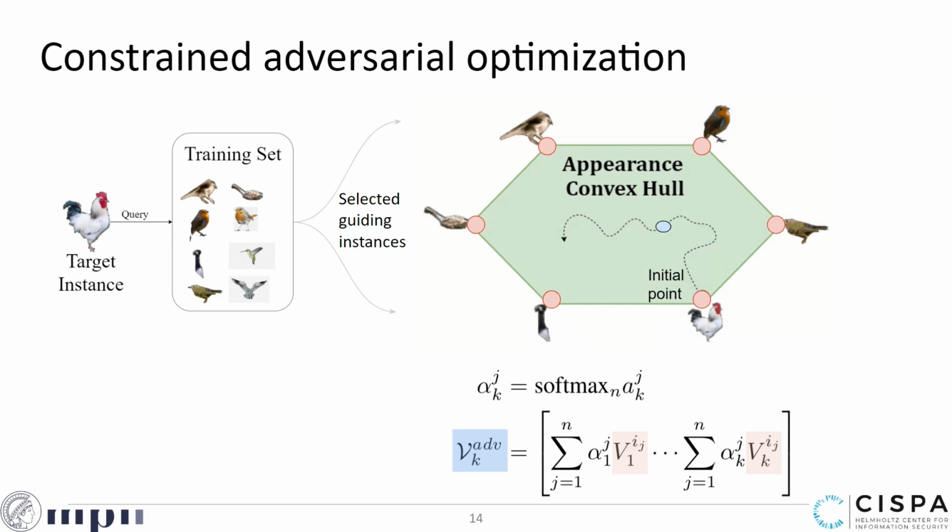This is done by optimizing the interpolation coefficients A instead of the appearance codes V, as shown in these equations. While this constraint is not foolproof, we found that it works well in practice.